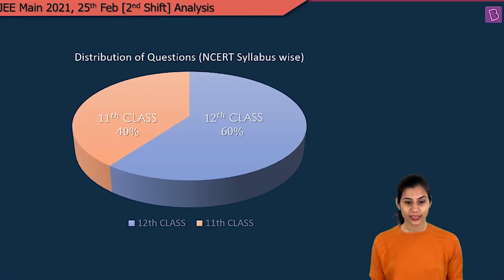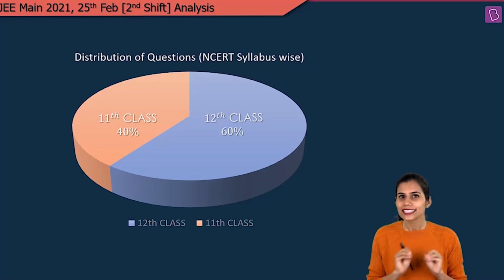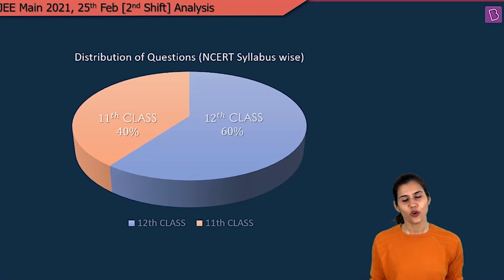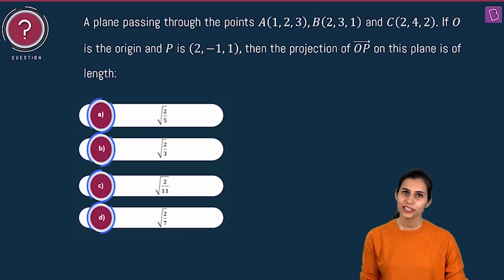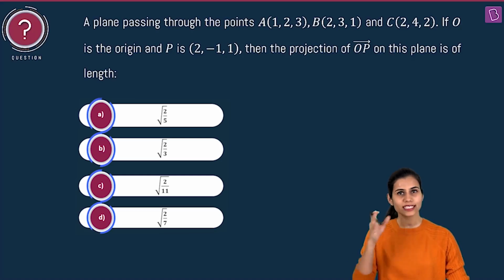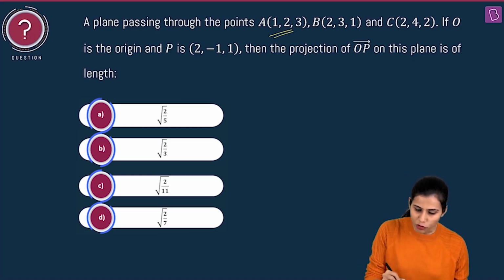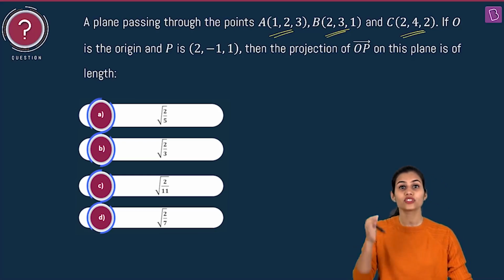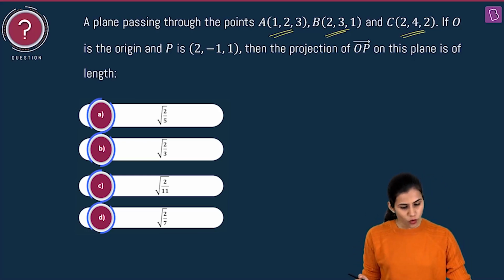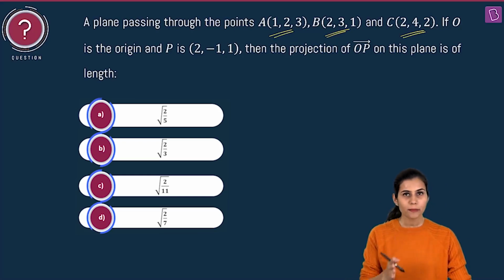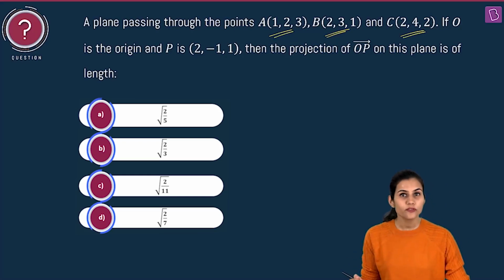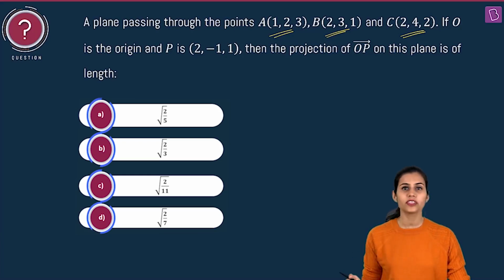Now that we are through with proper in-depth scanning and inspection of the math section, let me bring you the very first question of this paper. Belonging to the family of 3D geometry, here is the question from planes. It says that there is a plane passing through 3 points A, B and C, and you are aware of the coordinates of each of these 3 points sitting on this plane. If O is the origin and P is the point (2, -1, 1), then we are supposed to find the length of the projection of the OP vector onto this plane.